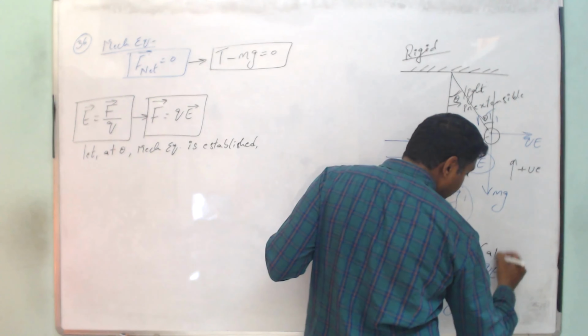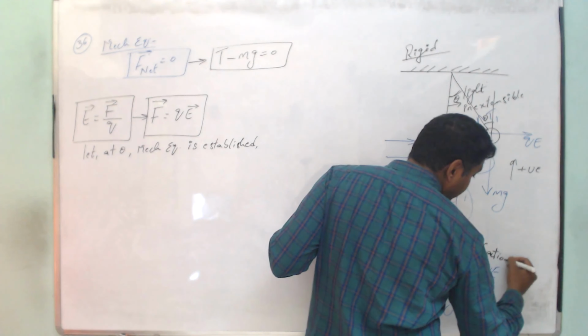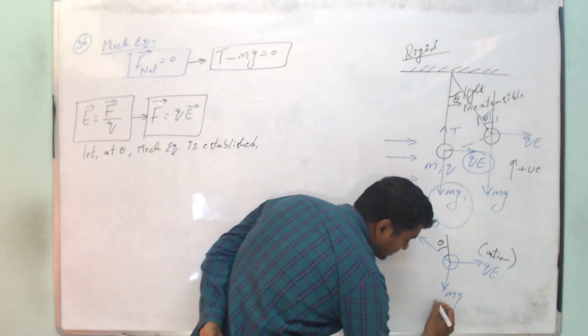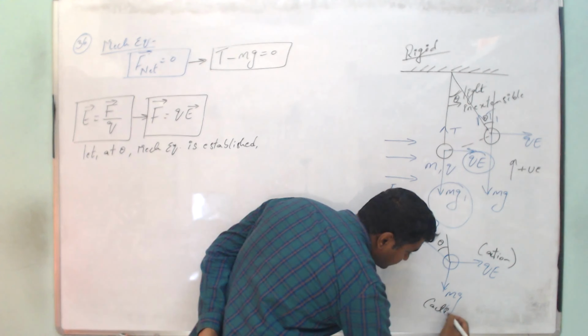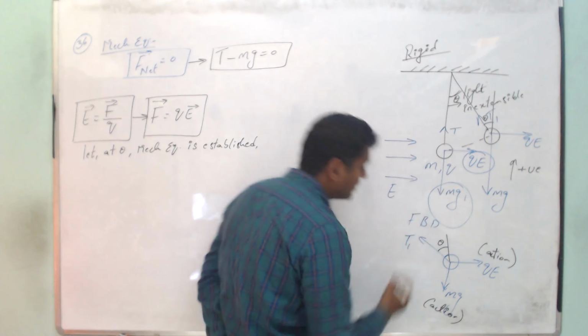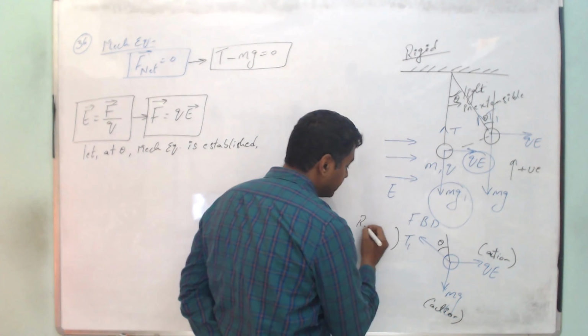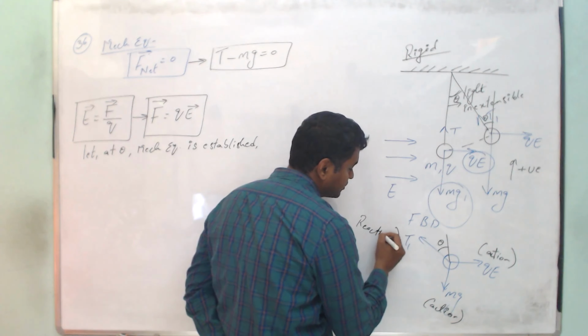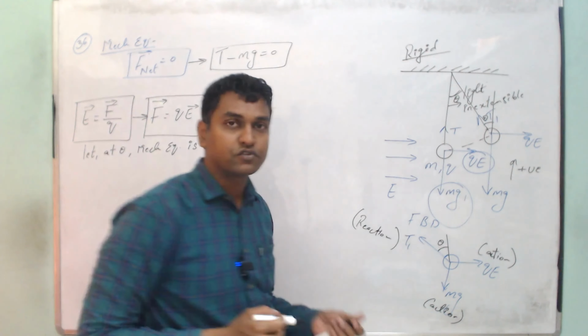Just now I told you, QE electrostatic force is an action force. Mg gravitational force is also an action force. But tension T1 is a reaction force. Tension is always a reaction, right?